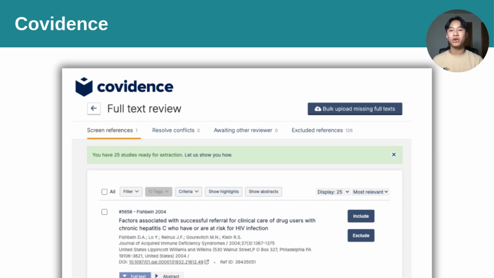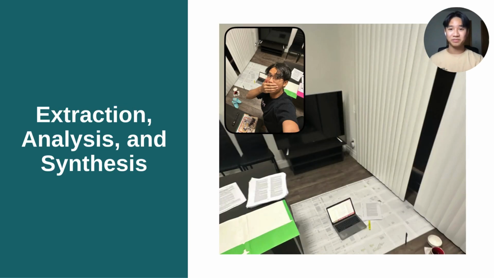Doing this without a software would have been brutal. So researchers now usually use softwares like Covidence, and Queen's University actually has a subscription where it should be accessible to all students. And so once you have your papers, it is time to read through it all and extract the data.